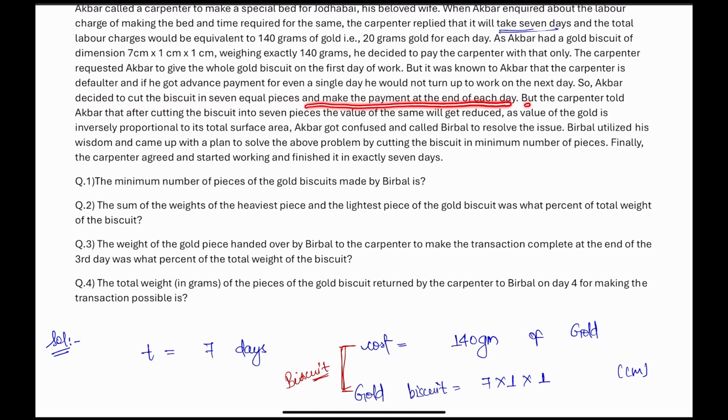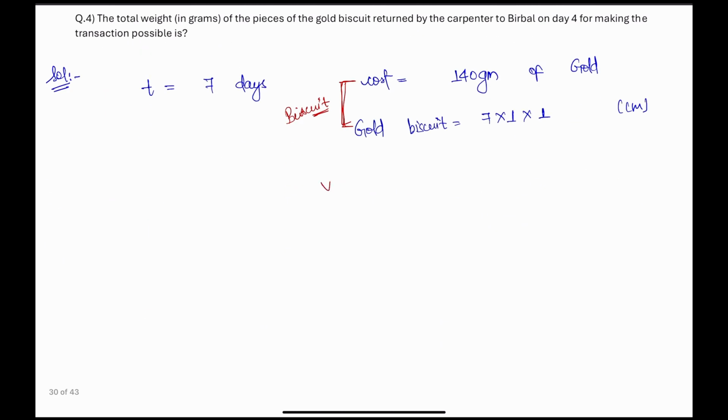Great. But the carpenter told Akbar that by cutting the biscuit into 7 pieces, the value of the same will get reduced, as the value of the gold is inversely proportional to its surface area. Okay, this is an important thing. Value of gold is inversely proportional to surface area.